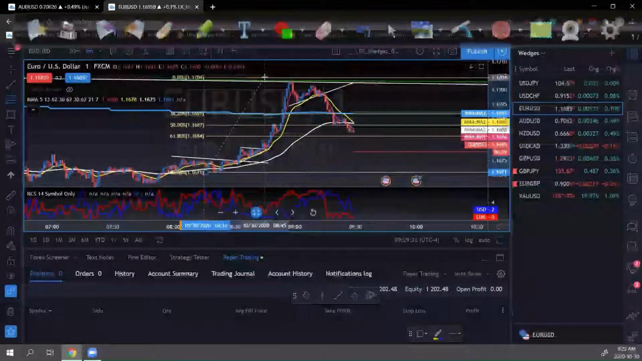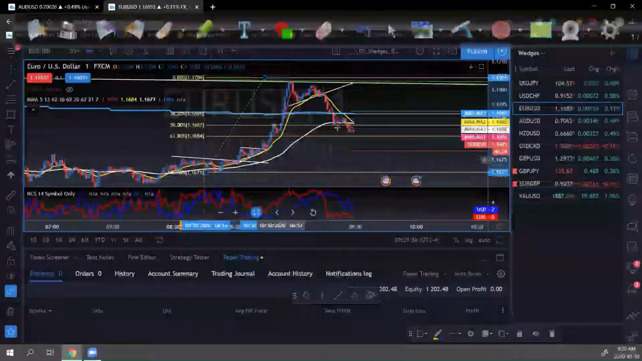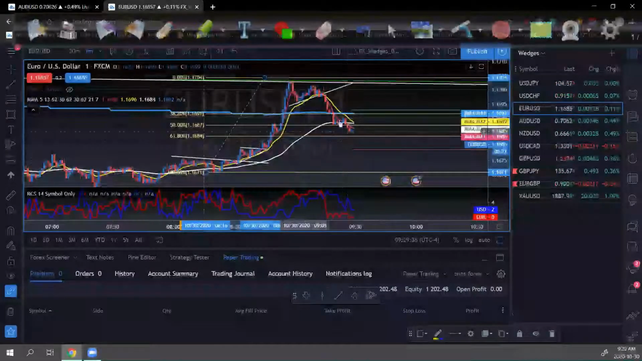Pedro says, I understand. Thanks. Makes sense. Look at that. 50, 61.8 retracement of that entire move.